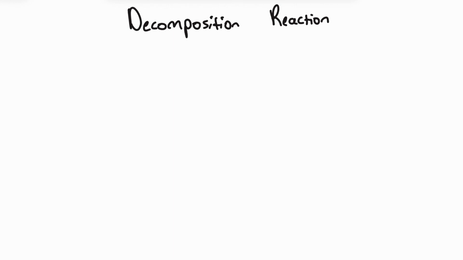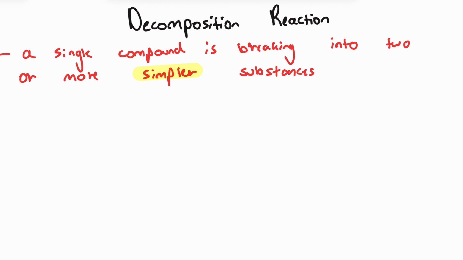Decomposition reactions are like the opposite of synthesis reactions. Here, a single compound is being broken down into 2 or more simpler substances. Decomposition reactions can be shown by the general equation AB is breaking down to form A and B.